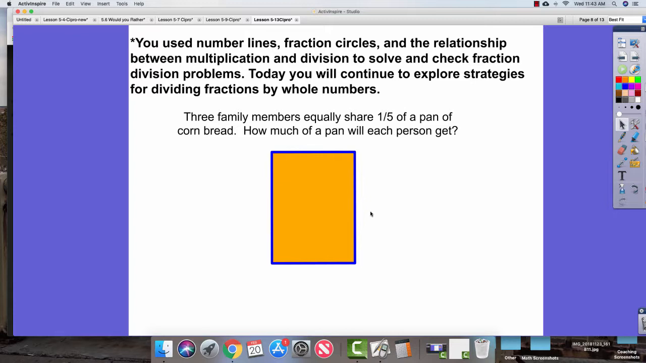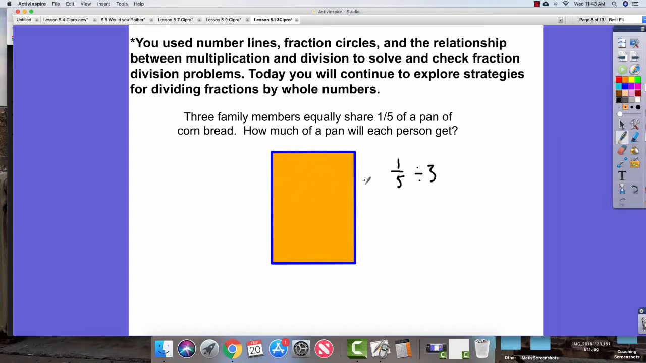Three family members equally share 1/5 of a pan of cornbread. How much of a pan will each person get? So if I would write a number model here, well, I have 1/5 of a pan to split. So I'm really doing 1/5. And how am I splitting it? Well, amongst three family members. So I'm doing 1/5 divided by 3.